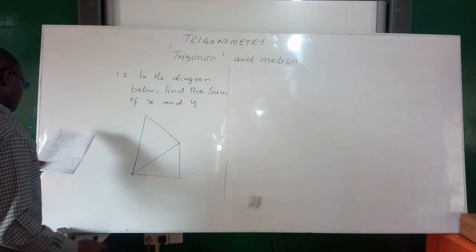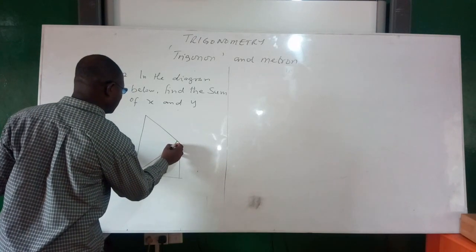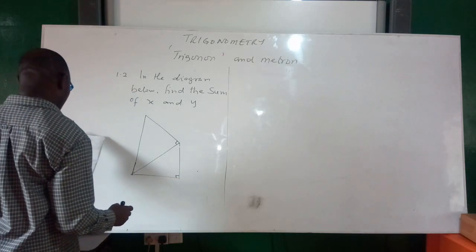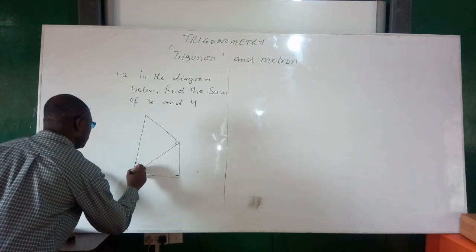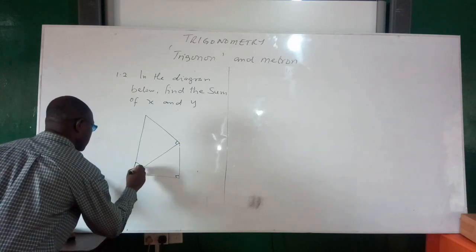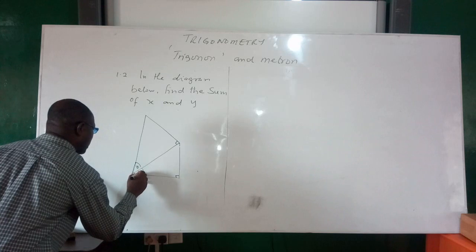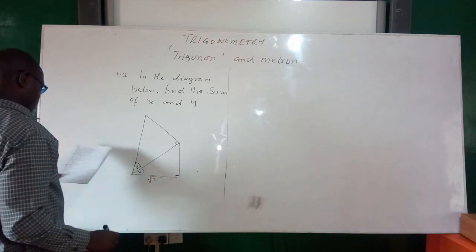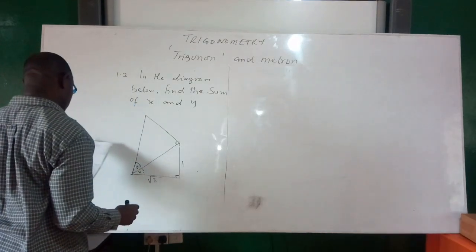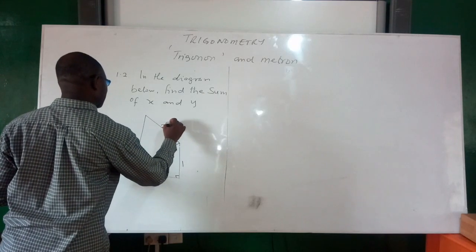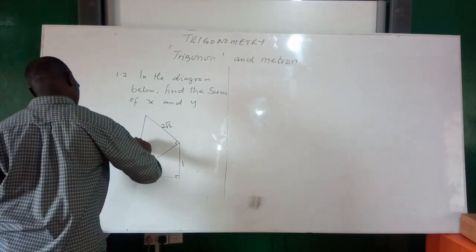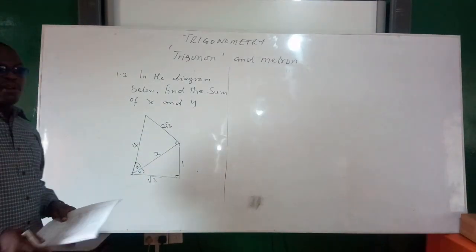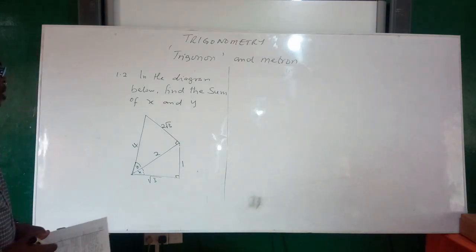This is the figure. We have this place being 90. As soon as we see this there, we know it is a right angle triangle. Another one is also here. Then we have this angle to be y, and this one too is x. We have root 3 here. This is 1 unit, 2 root 3, and then we have 4. Then we have 2 here. Good. We are going to find the sum of x and y.